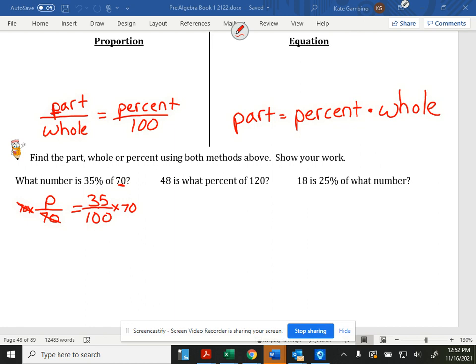So 35 times 70 gets us, what is it? 2,450 over 100. So then 2,450 divided by 100 would be what?